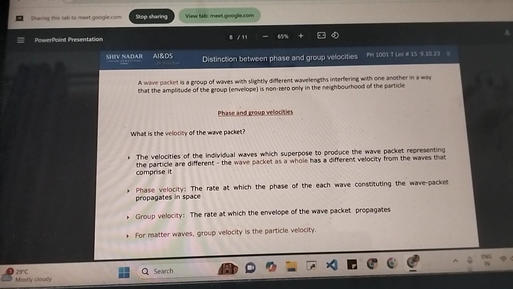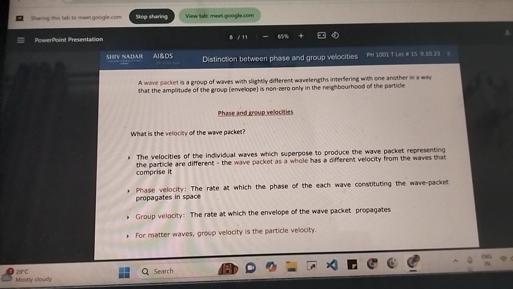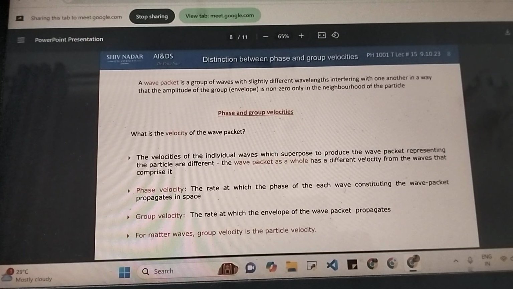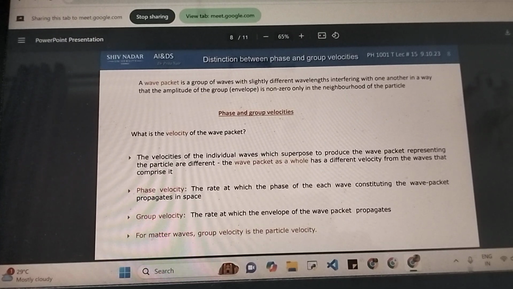So each of these 10 waves has its own velocities, v1, v2, and so on up to v10. And when I am looking at my object in terms of the wave nature, I will consider each of these waves and each of these velocities for my calculations or for describing the wave nature. And these velocities are called the phase velocities.